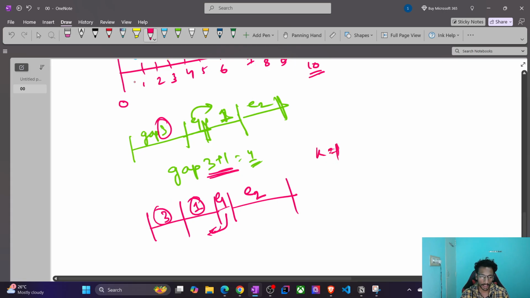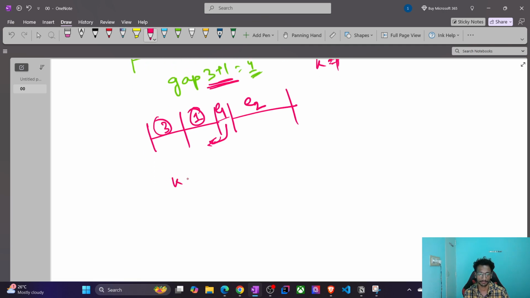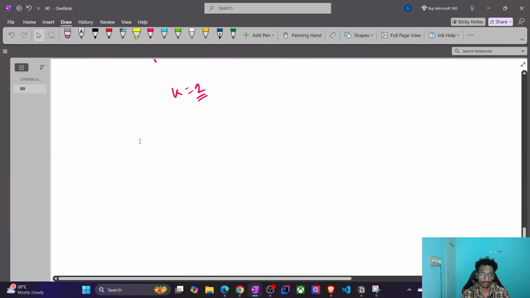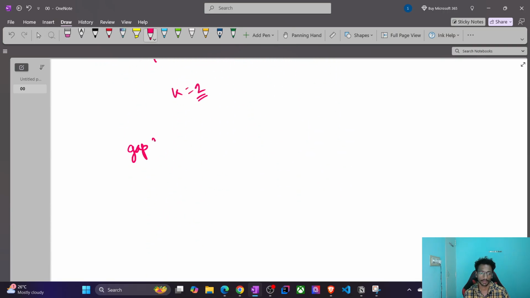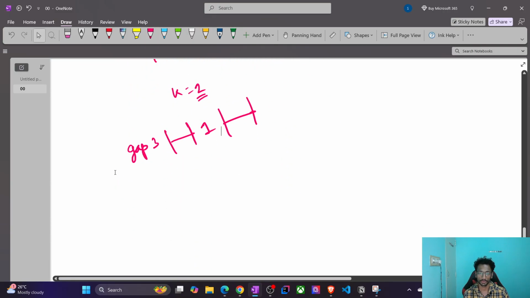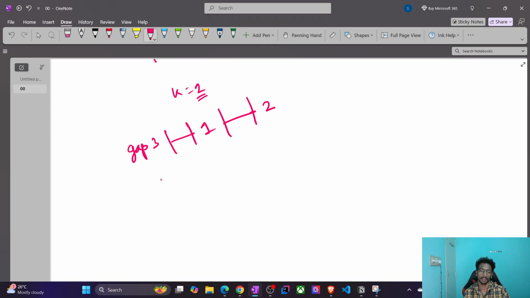Got it? Now suppose k is equal to 2, and the gaps are the same. Same means first gap 3, then one event, then gap 1, then again one event, then a gap of 2. Yes, so another gap of 2 is present here. Okay, now here k is equal to 2, right?